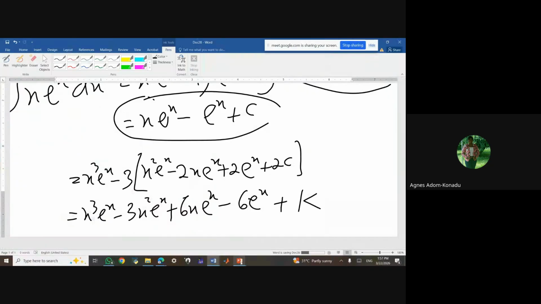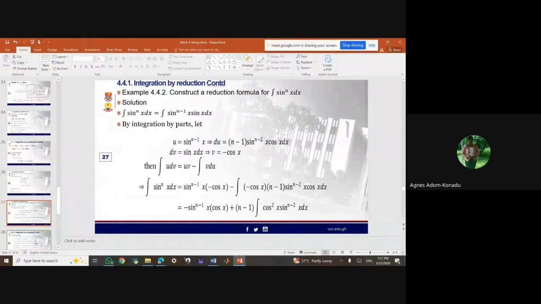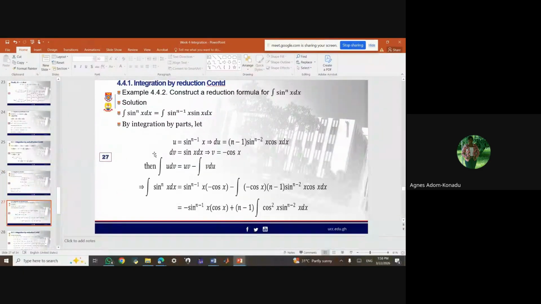Okay, so let's continue. So we have another one. This one they did not apply, but we decided to apply it. So we have this and this, and they are saying that let this one be I subscript n minus 1. So when I integrate I sub n, which is this formula, it's going to be x to the power n e to the power x minus n I sub n minus 1. That is it. Then I want to apply the reduction formula for this.